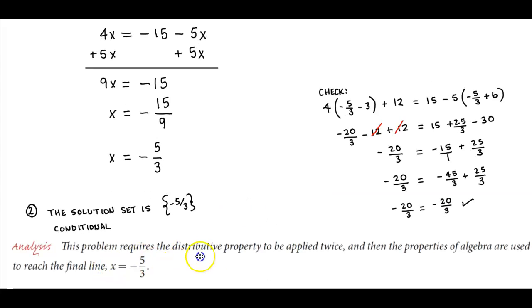Now, this problem requires the distributive property to be applied twice, and then the properties of algebra are used to reach the final line where x is equal to negative 5/3.